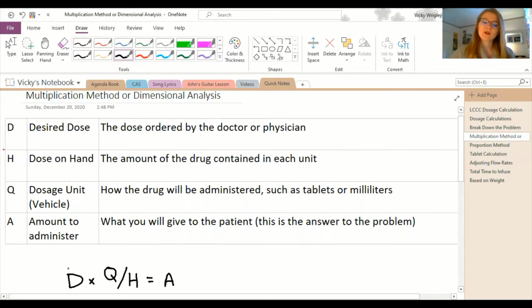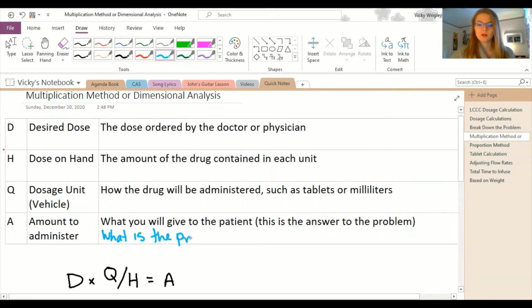D being your desired dose, that's the order, and you're multiplying that by the dosage unit, or the vehicle, over the dose on hand, how much is contained within that vehicle, and that's going to give you the amount to administer. That's going to give you your A. And A is actually the answer to the first question that you asked yourself.